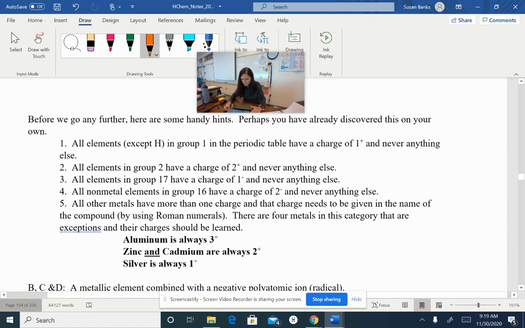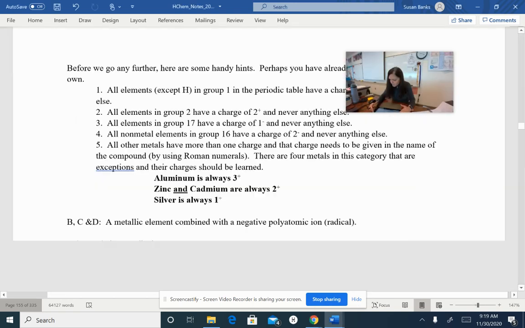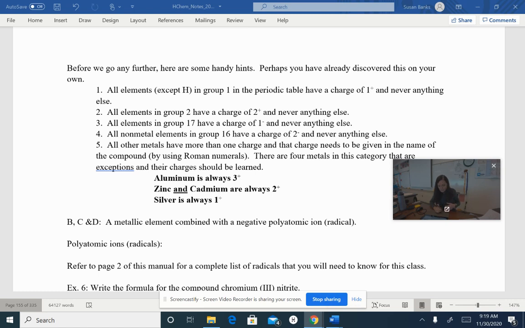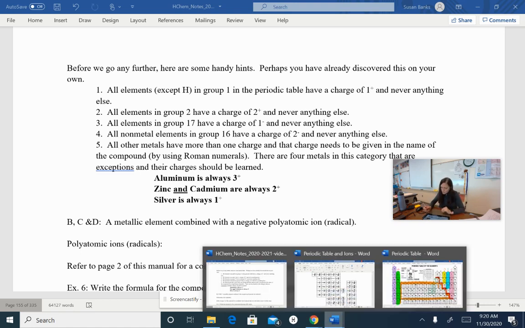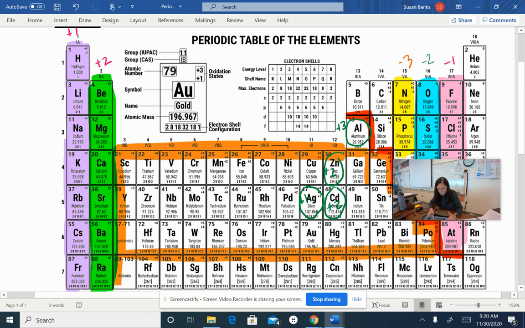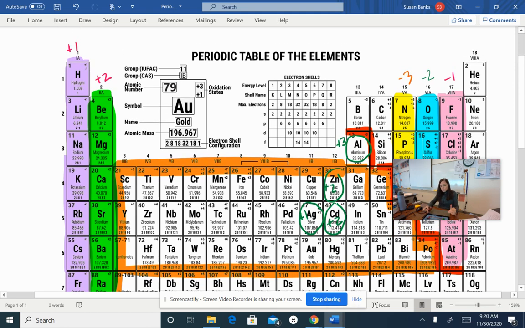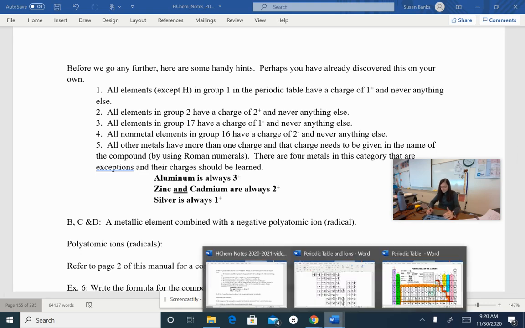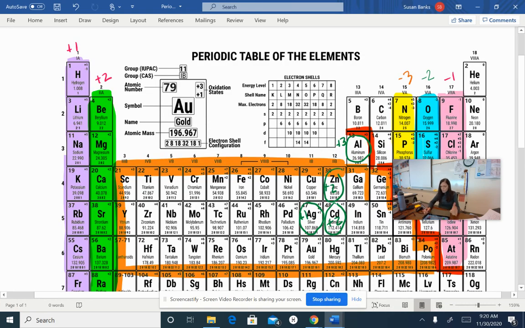so before we go any further, here are some more handy hints. Okay, so perhaps you've already discovered on your own that all elements except for hydrogen in group 1 in the periodic table have a charge of +1 and never anything else. So we already put that on the periodic table. Now hydrogen by and large will be +1 like 95% of the time. So that's why I included it. Okay. All elements in group 2 have a charge of +2. So yep, the alkali earth, +2. That will always be true.